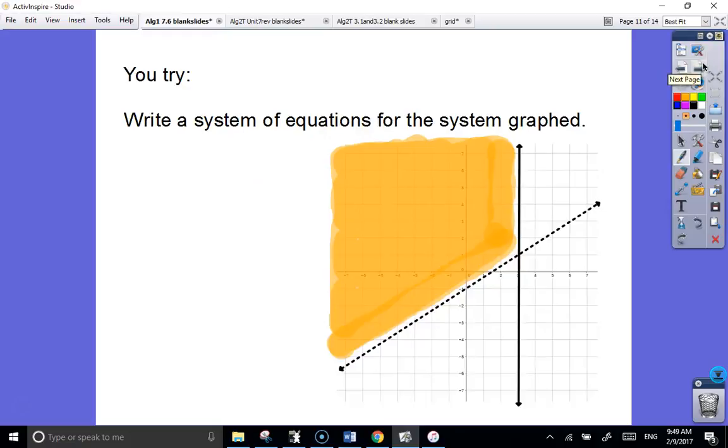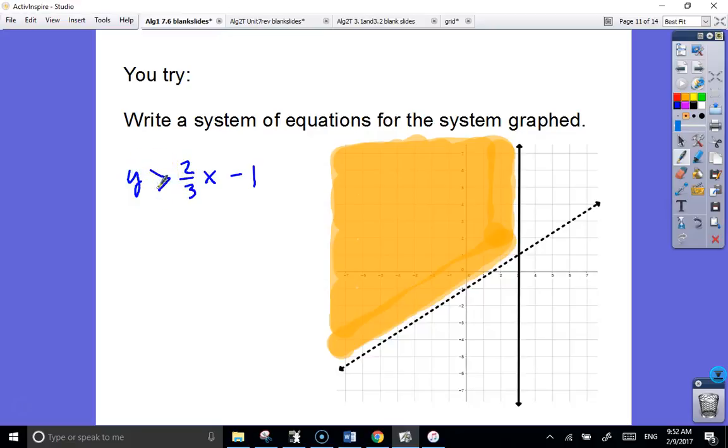So try to do that one. Try to come up with a system that would have that graph. Okay, what's the inequality symbol that goes here? If the shading is above and the line is dashed, what's the symbol? Greater than.